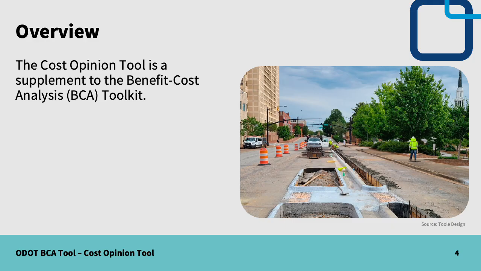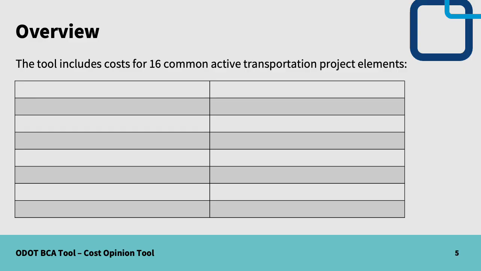The Cost Opinion tool is a supplement to the Benefit Cost Analysis BCA toolkit. This tool can help users develop a sketch-level cost opinion for their project. The tool includes costs for 16 common active transportation project elements. They are each proven safety countermeasures that have supporting crash modification factors, some of which are included in the BCA tool covered in the prior module.